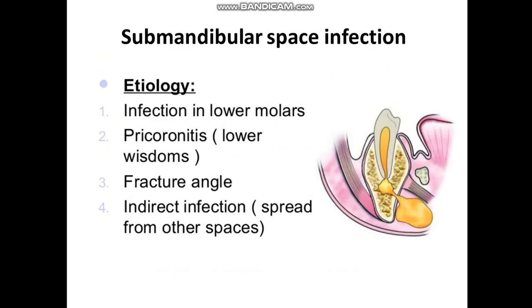Submandibular space infection. Actually, submandibular space contains submandibular lymph nodes and submandibular salivary glands. The etiology or the source of the infection is usually from the infection of lower molar teeth, particularly pericoronitis of lower wisdom tooth, but also infection in the lateral border of the tongue or posterior portion of the floor of the mouth or maxillary sinus, or sometimes if there is infection associated with the fracture angle of the mandible, or sometimes indirect infection from other spaces may spread to submandibular space as well.